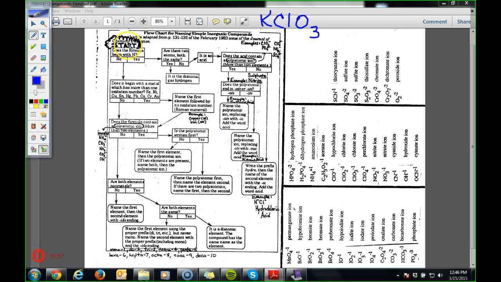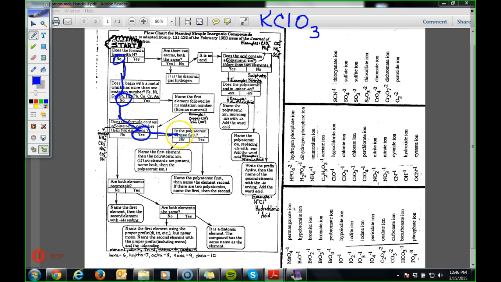So if we go through our flow chart, are we starting with an H, hydrogen? No, we're starting with a K. Does that have more than one charge? No. Potassium is always going to have a +1 charge. Well, then we go down. Does it contain a polyatomic ion? The answer is yes, it does. ClO3 is polyatomic. So then we go over here.